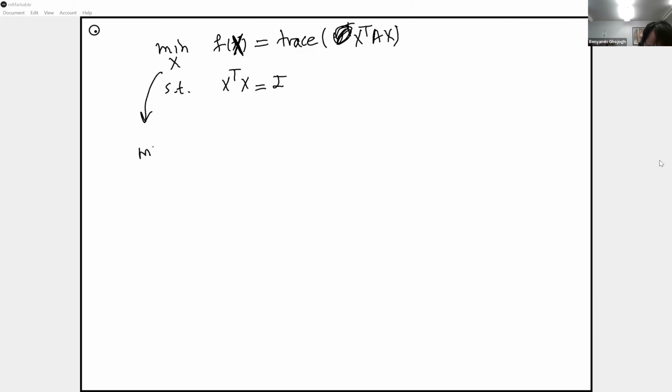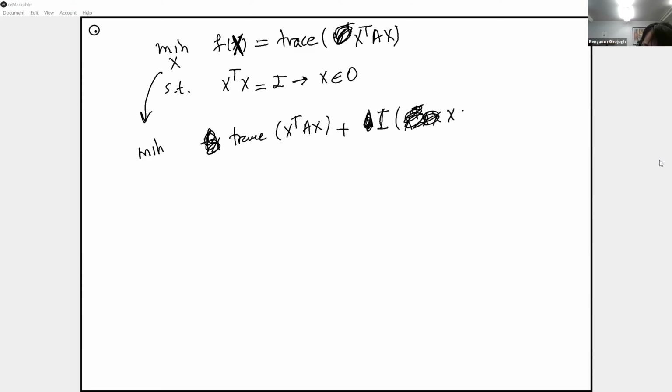I can consider it as a composite function: trace of X transpose AX plus the indicator of X transpose X equals identity. When we are saying identity matrix, I think we don't need lambda anymore. So this means X belongs to the orthogonal matrices.